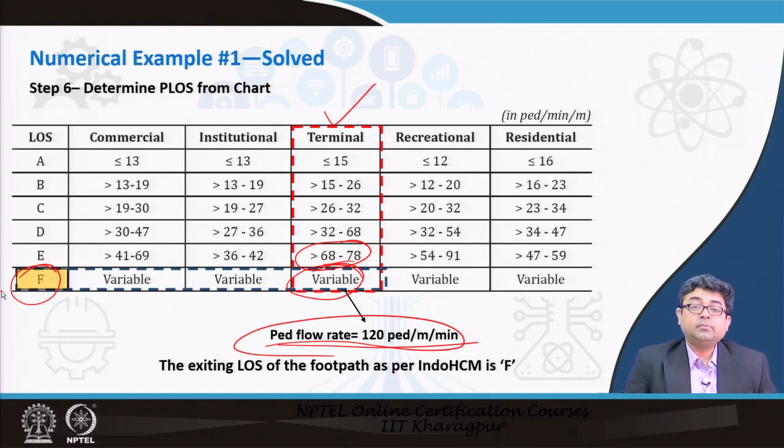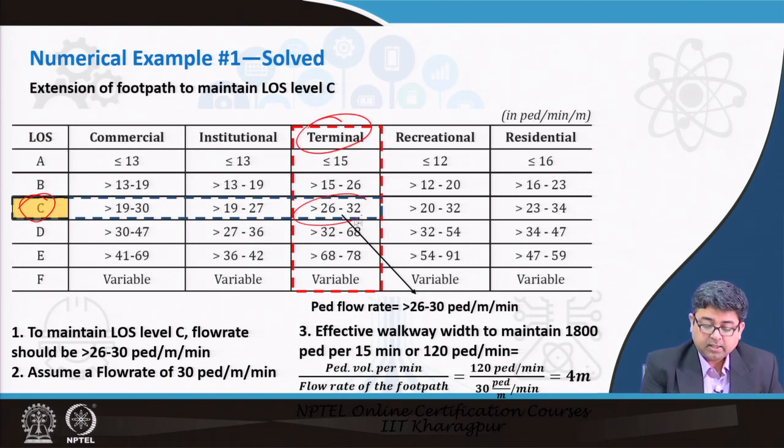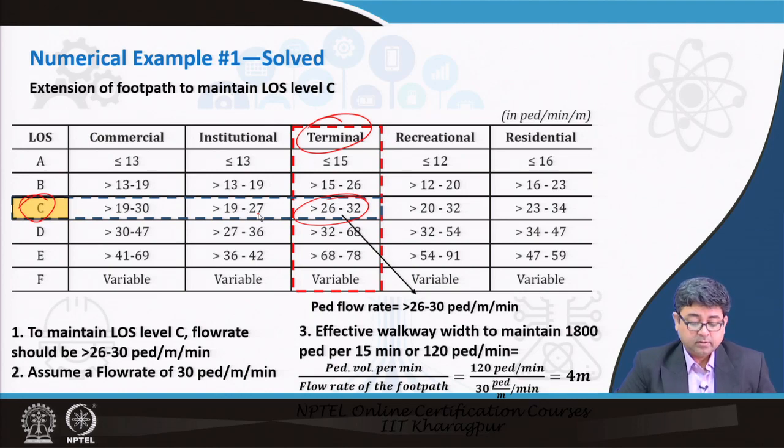Now the second part of the question is, how much do you have to widen it by in order to maintain a level of service C? For it to maintain level of service C for a terminal land use, you know that the flow rate has to be anywhere between 26 to 32 pedestrians per meter per minute. Let us assume the higher end, say that we will accommodate 30 pedestrians per meter per minute.